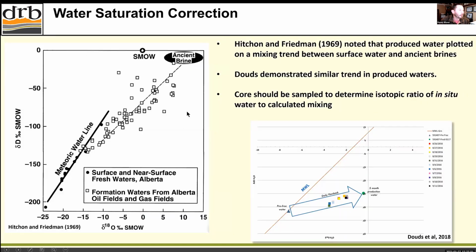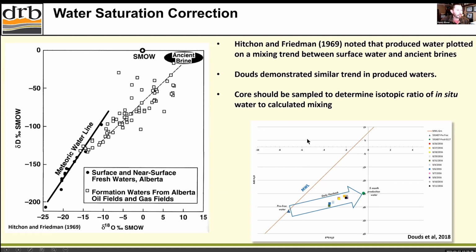Now, in a totally different and unrelated project, one of the things we were looking at was, when we were producing these waters back, could we tell how much water we were getting back from the frac job, and were we seeing an influence from in situ brines? And in this work from Hitchin and Friedman in 1969, you have this meteoric water trend here, which is basically your frac fluid. You have this ancient brine end member, and you should be able to see a mixing trend through there. And we thought, well, we could do the same thing.